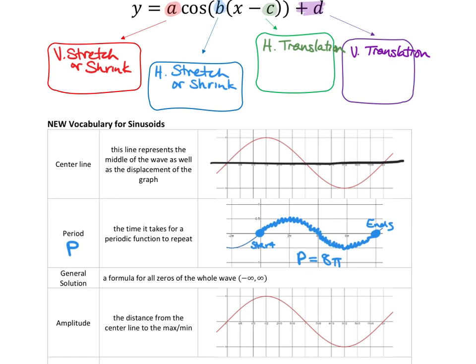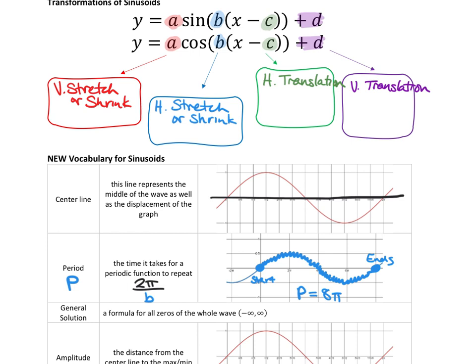The formula for period is 2 pi divided by b. Where do you think I got the b from? The time it takes? That would be the period. That's the time it takes. Where else on this paper do we see a b? Yeah, up there. This value here, your horizontal stretch or shrink number, actually affects the period of your graph because it's going to change how long it takes for the graph to repeat itself.